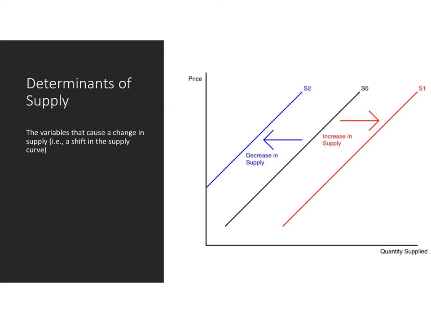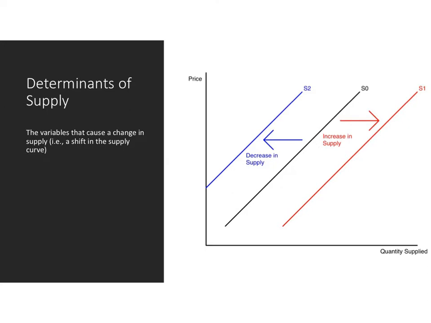We recall that an increase in supply is represented by a rightward shift in the supply curve from S0 to S1. A decrease in supply is represented by a leftward shift in the supply curve from S0 to S2.